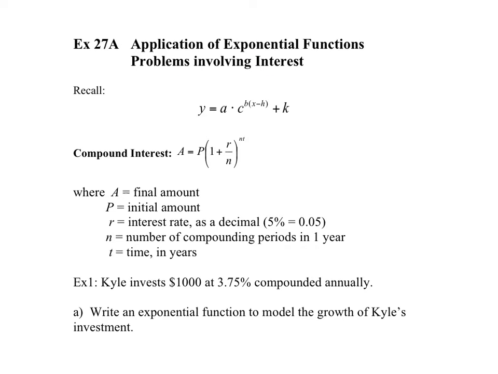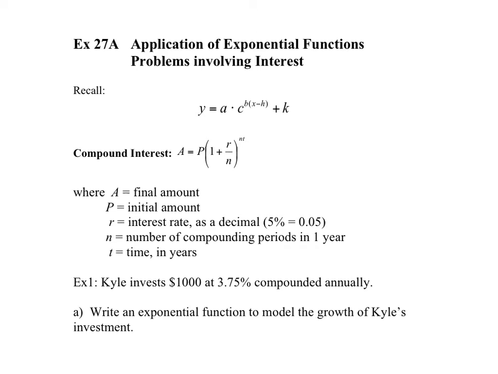Okay, so recall the exponential function. It can be written many different ways, but basically here we have all the different transformations, where A is your vertical stretch, B is your horizontal stretch or compression, C is your base, x minus h is your horizontal translation, and k is your vertical translation.